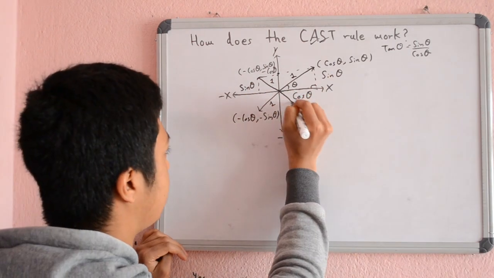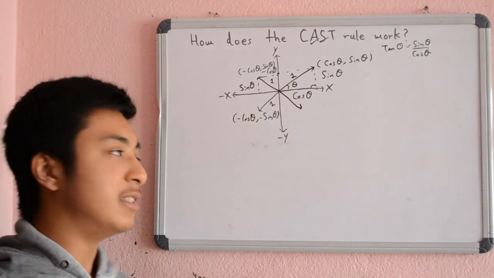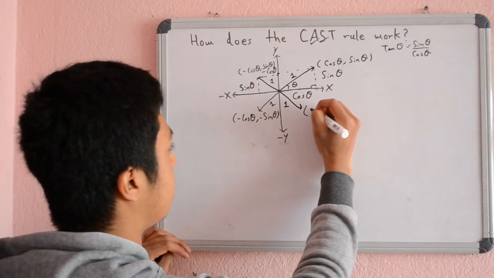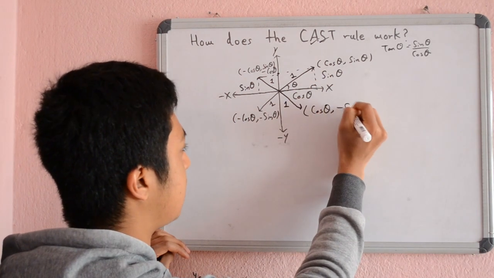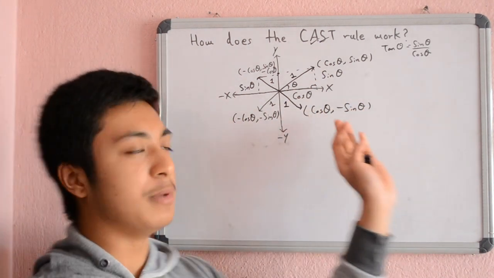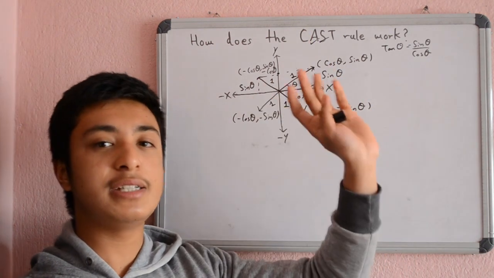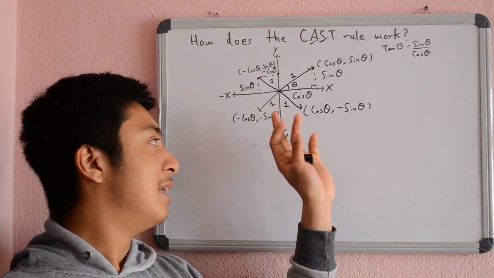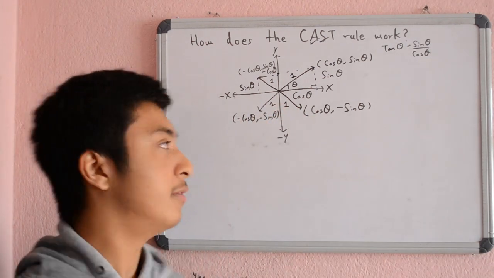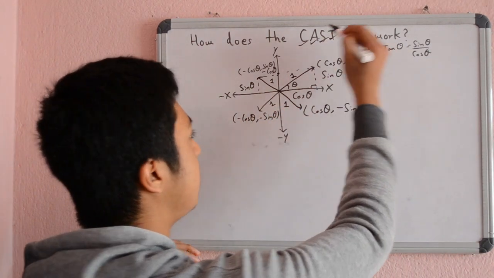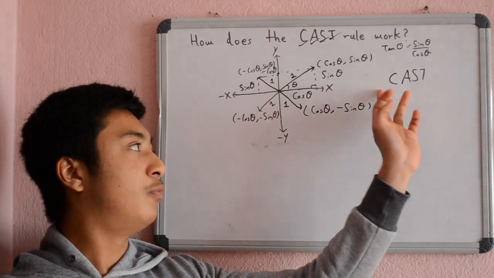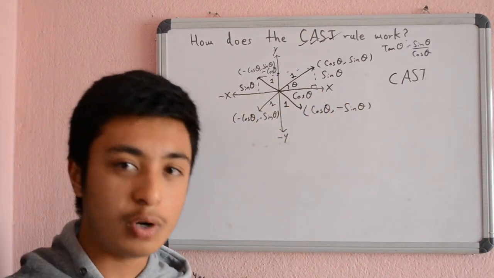And for the fourth quadrant, I think you guys are getting the gist of this. This will be cos theta, minus sine theta, because here x will be positive, y will be negative, and here cos theta and sec theta will be positive, and the rest will be negative. So this will check out T and C, meaning we just worked out how the cast rule actually works.